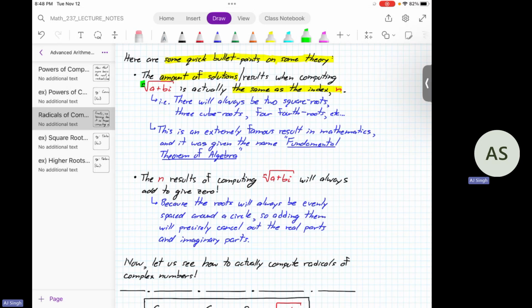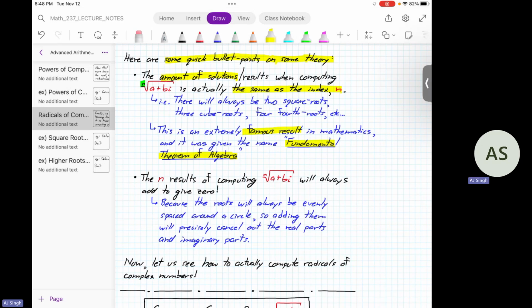Okay, so this happens to be a really, really famous result in mathematics, and they gave it a very special name, the fundamental theorem of algebra. And in mathematics, whenever you hear the term fundamental theorem, it tells you that it's really important. That's the first bullet point.